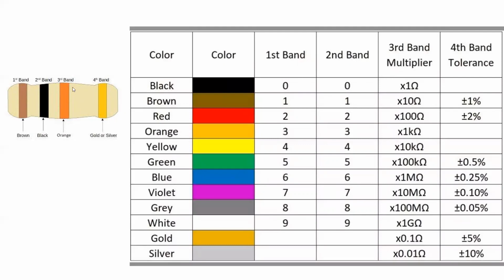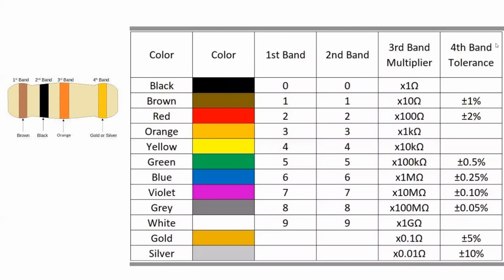The third band is generally the multiplier. The third band is an orange color, so we take orange as the third band, which we multiply with 1 kilo ohm. So 10 multiplied with 1 kilo ohm gives us 10 kilo ohm.